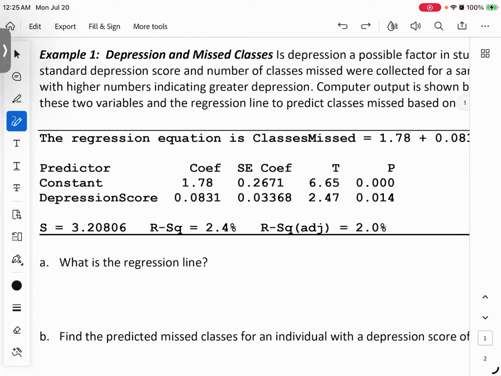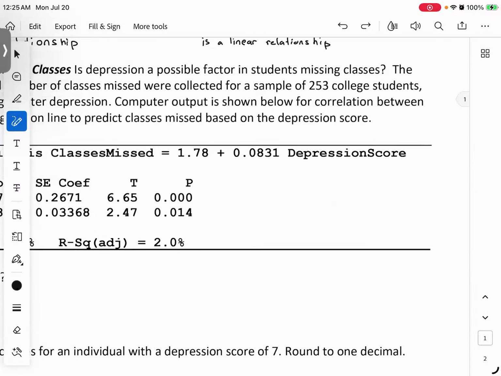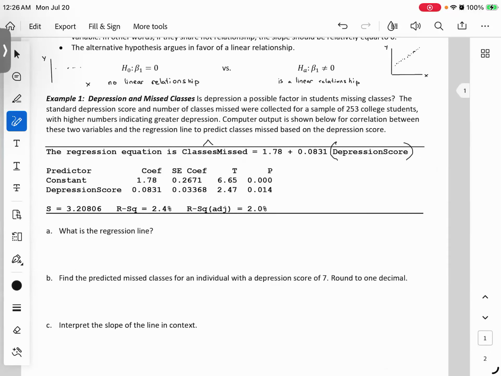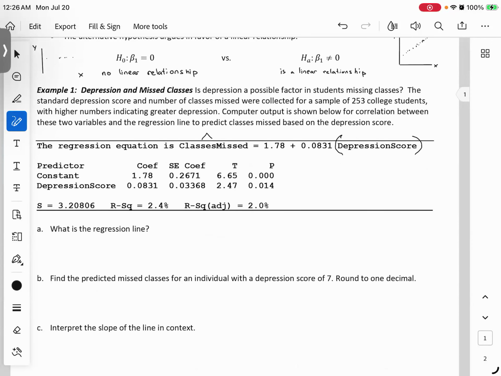There's several of them out there, things like SPSS, RStudio. So you put it in there, and it will create the regression equation for you, which is right there. Classes missed can be predicted. And remember, one of the things that we used to do is put a little hat on our Y value that we're trying to predict. And then over here would be where you would input somebody's depression score, and then that would help you predict their classes missed. Now, part of the homework is going to ask you simply, what's the regression equation?